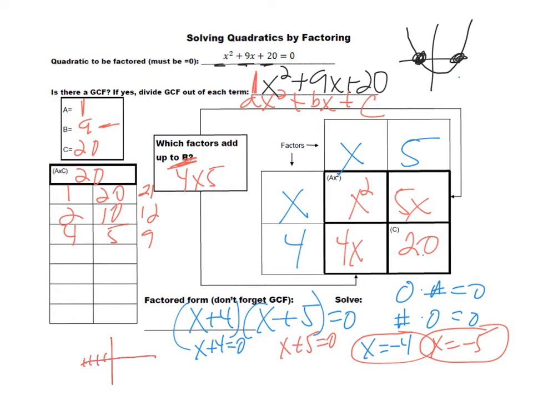2, 3, 4, and then 5. So this graph looks something like this. It's going to be a very skinny graph, turn around and come right back up. It might not even be something like that, but I know it crosses the x-axis at -4 and -5.